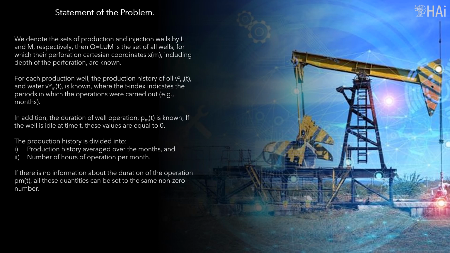Statement of the problem. We denote the sets of production and injection wells by L and M, respectively, then Q, equal to L united with M, is the set of all wells, for which their perforation Cartesian coordinates xm, including depth of the perforation, are known. For each production well, the production history of oil VZMT, and water VWMT, is known, where the T index indicates the periods in which the operations were carried out. In addition, the duration of well operation, PMT, is known. If the well is idle at time T, these values are equal to 0. The production history is divided into production history averaged over the months, and number of hours of operation per month.